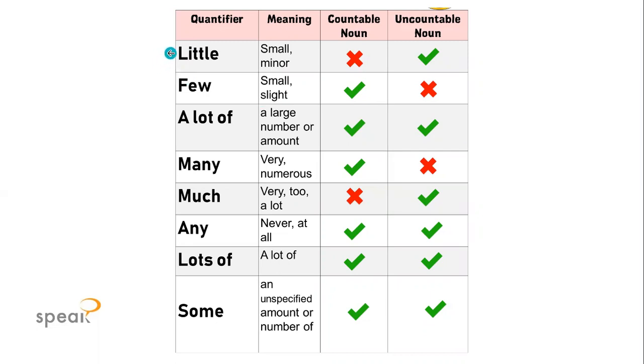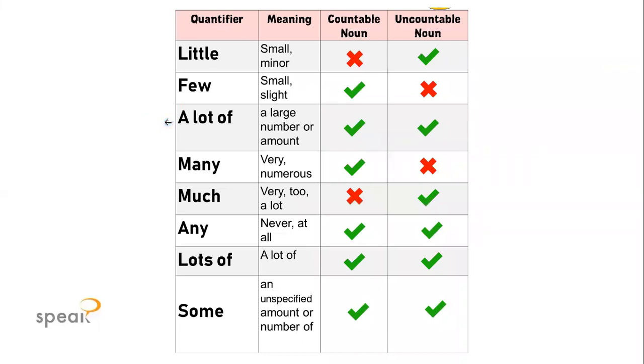Little? Very good. So little, the meaning is small, minor. Little is uncountable, okay? Little se ocupa para cosas incontables. Then we have few, which is small, slight. This is used for countable nouns, cosas contables. Continue, please, Edu Parada.